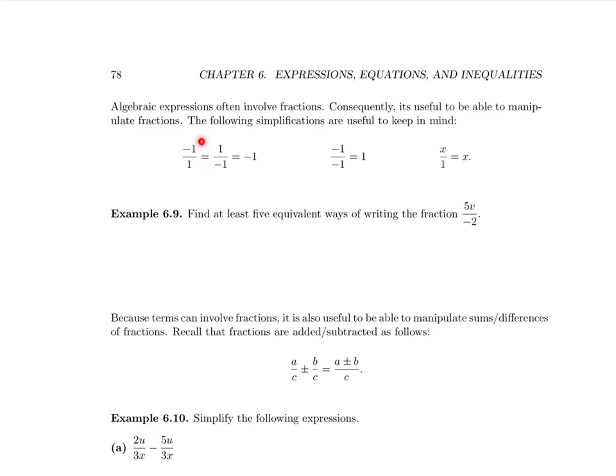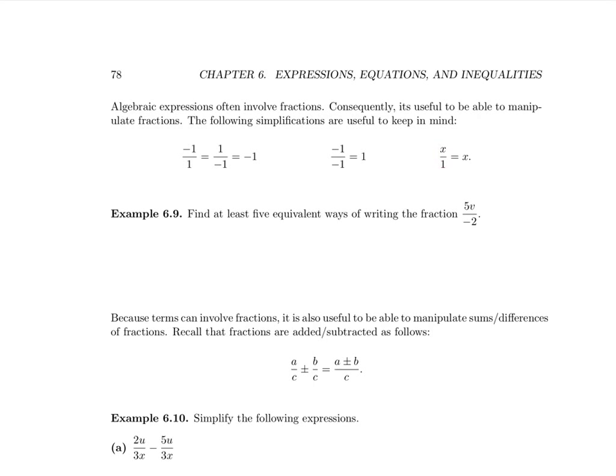If you have the fraction negative 1 over 1 or the fraction 1 over negative 1, keep in mind that both of these divisions yield the value negative 1. If you have the fraction negative 1 over negative 1, keep in mind that this division yields the value 1. Finally, anytime you have a variable, recognize that you can always write that variable as the variable divided by 1.